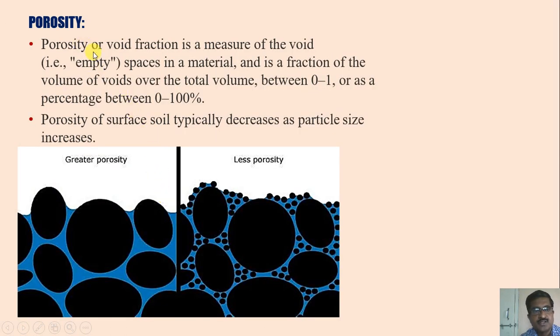The first one is porosity. Porosity or void fraction is a measure of the void or empty spaces in a material and is a fraction of the volume of voids over the total volume, between 0 to 1 or as a percentage 0 to 100. Porosity of surface soil typically decreases as the particle size increases. You can find a greater porosity where the voids are more, but if the voids are filled with the particles, you can see it is a less porous soil.